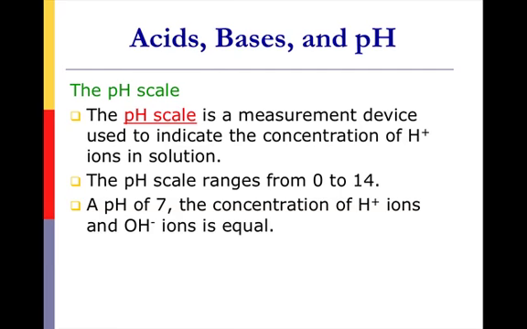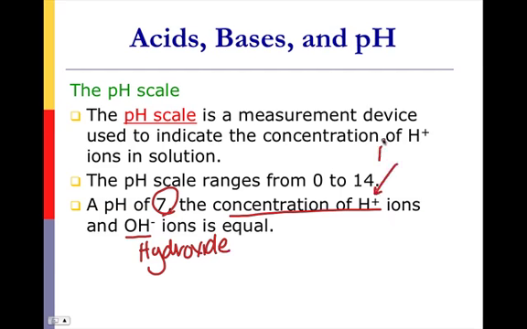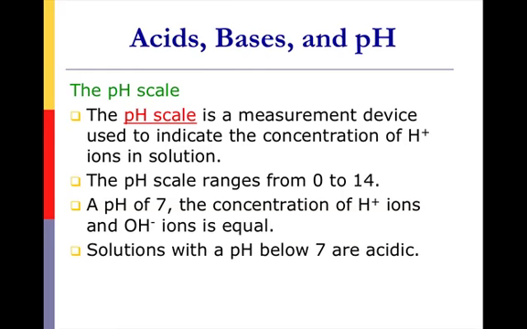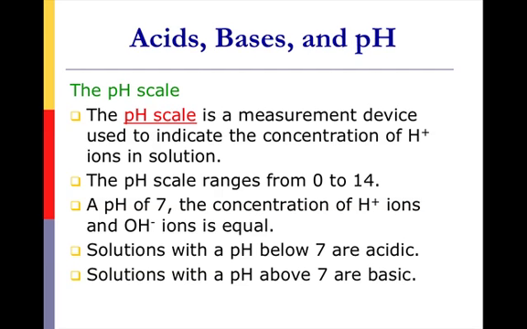And a pH of 7, once again, is neutral. That means it has the same concentration of H plus, which is hydrogen, and OH minus, which is hydroxide. When these are equal, that particular solution is said to be a neutral solution with a pH of 7. Anything below 7 is acidic. Anything above a pH of 7, the solutions are said to be basic.